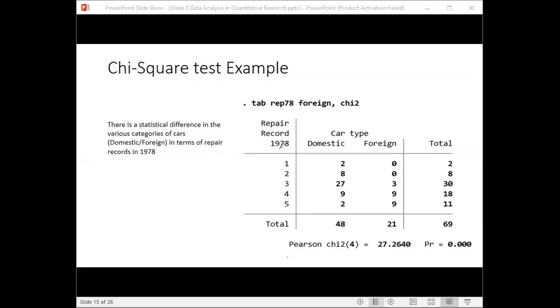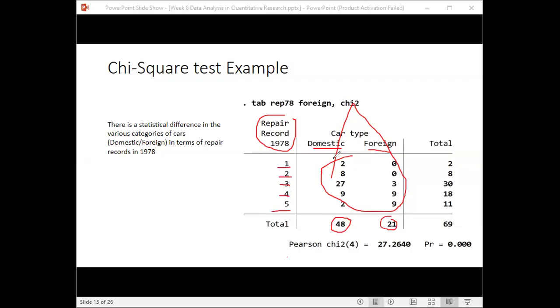We are looking at repair records and whether the car type is a domestic car or a foreign car. These are the frequencies from our data. The categories 1, 2, 3, 4, 5 are the repair records, so maybe you came once, twice, 3 times, 4 times, 5 times. And so you can say that 48 cars were domestic and 21 cars were foreign.